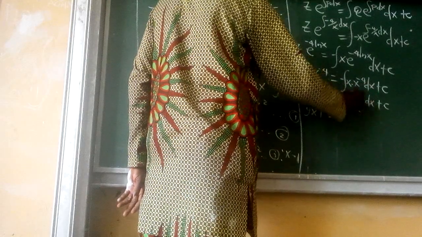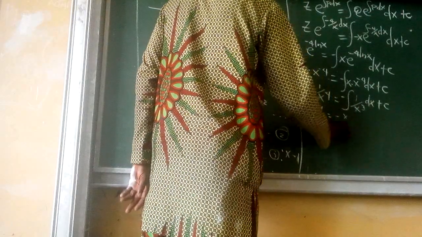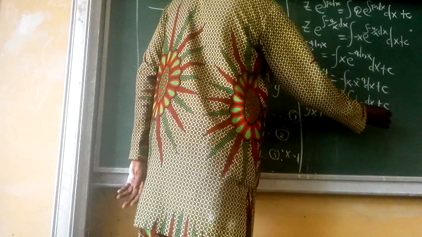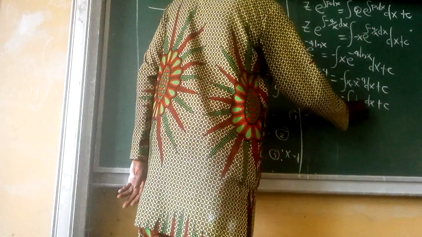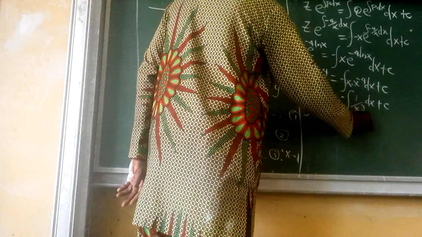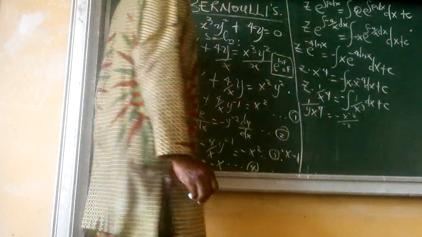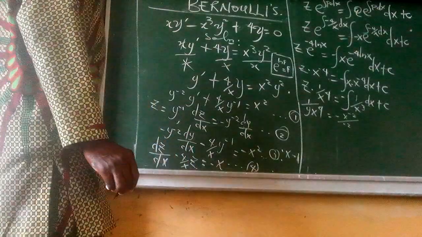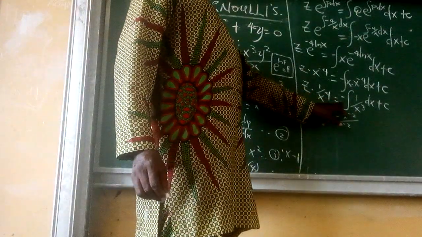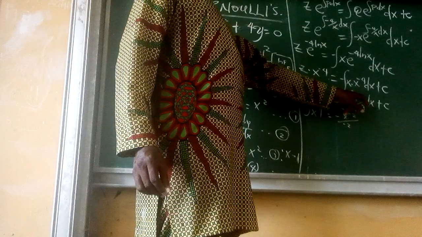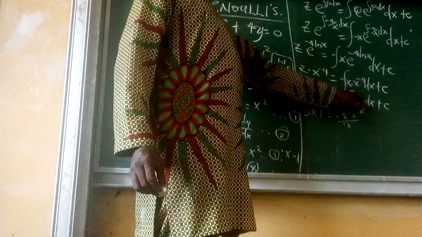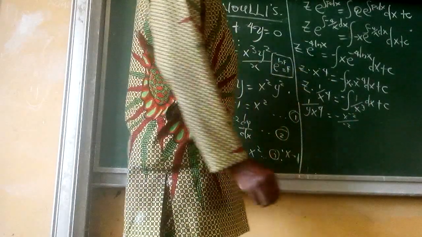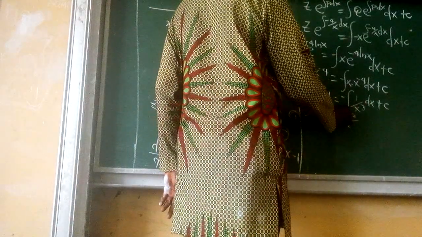of x raised to the power minus 3, which will now be minus x raised to the power minus 3 plus 1 over minus 3 plus 1. So that will be minus 3 plus 1 is minus 2, over minus 2. Because if there is originally a minus sign here, integrating this reciprocal gives you minus 3 based on the integration expression, minus 3 plus 1 over minus 3 plus 1. So the minus cancels the minus 2.